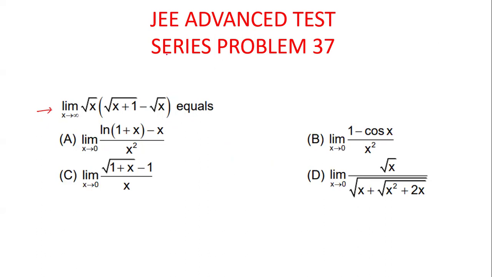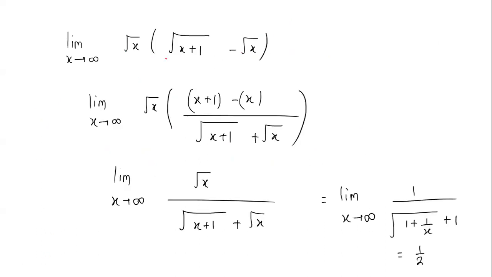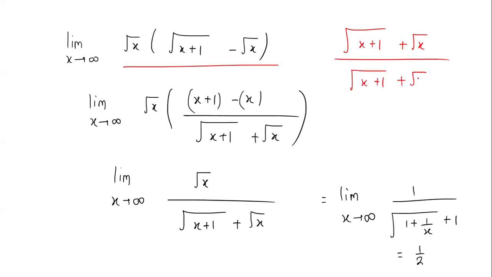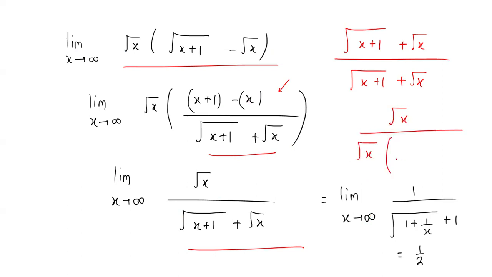So first of all, let's calculate the limit of this thing. So we have this thing. What you can do is multiply by root x plus 1 plus root x in the numerator and denominator. Then in the numerator you have x plus 1 minus x, and in the denominator you have this. After simplifying, it will come in this form, and then if you put limit x tending to infinity, you can take root x common from the denominator and you have this form. And then if you put x tending to infinity, you will get this limit as half. So this limit value is half.